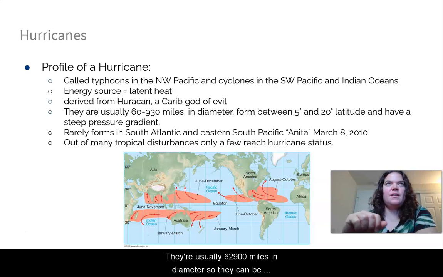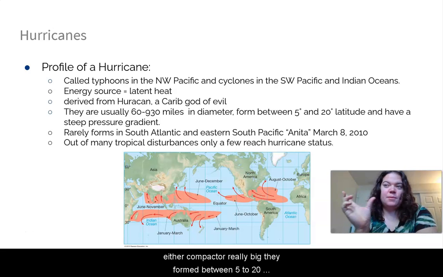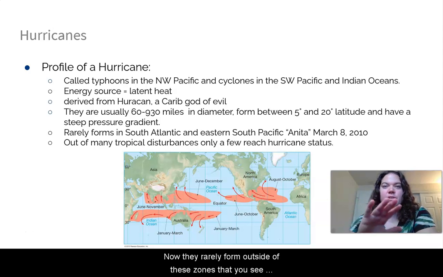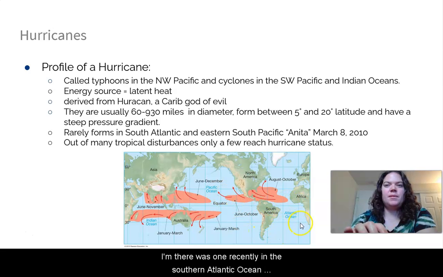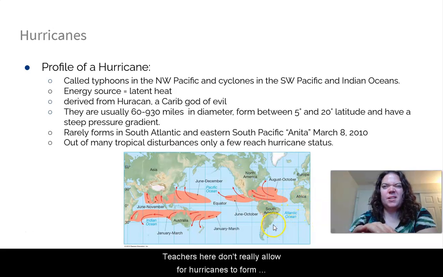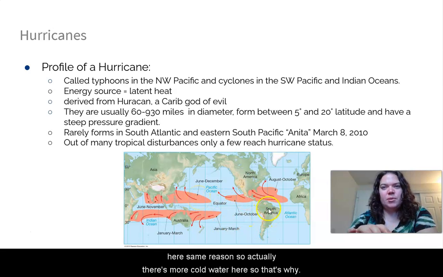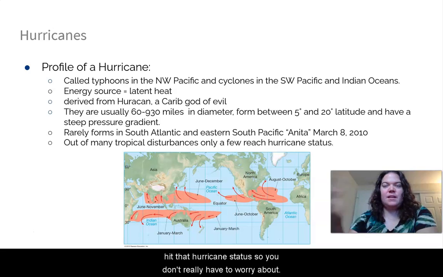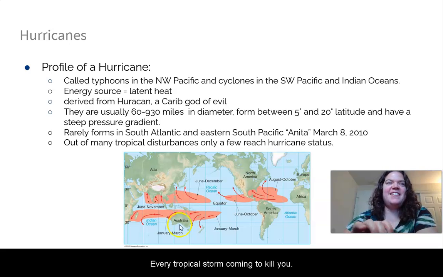They're usually 60 to 900 miles in diameter, so they can be either compact or really big. They form between 5 to 20 degrees latitude, and they have a steep pressure gradient. Now, they rarely form outside of these zones that you see here highlighted. There was one recently in the southern Atlantic Ocean, but generally speaking, the geographic features here don't really allow for hurricanes to form. But it's not impossible, so it has happened. And also over here, same reason. So actually there's more cold water here, so that's why. But out of many tropical disturbances, only a few will hit that hurricane status. So you don't really have to worry about every tropical storm coming to kill you.